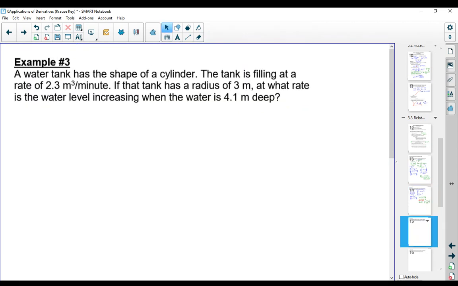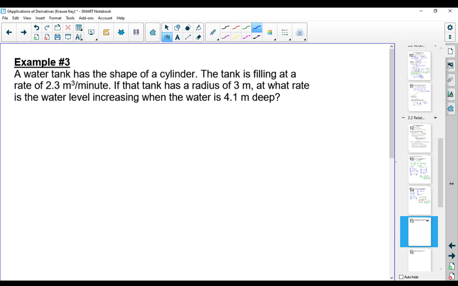Okay, switching shapes, the next one we're going to be looking at the shape of a cylinder. So a water tank has the shape of a cylinder, and the tank is filling at a rate of 2.3 meters cubed per minute. If the tank has a radius of 3 meters, we want to know at what rate the water level is increasing when the water is 4.1 meters deep.